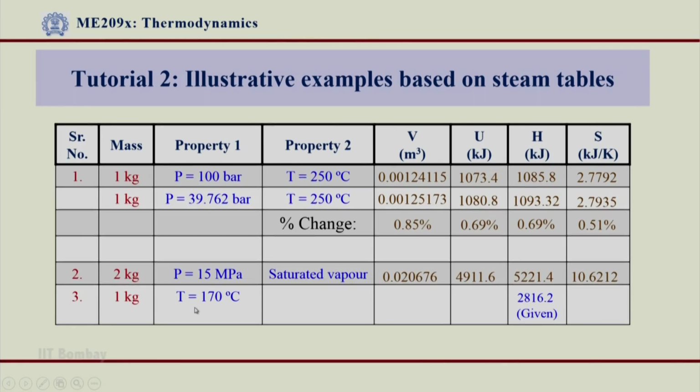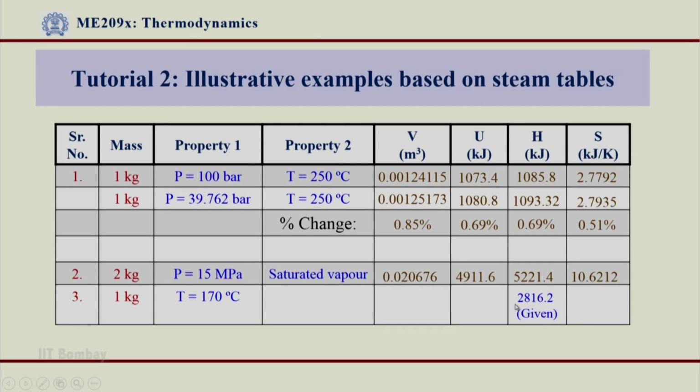What you have here are two conditions: T is equal to 170 degrees centigrade, that means temperature is given, and the second property that has been given is enthalpy, 2816.2. So these two values are given, and now based on this I would like to find out all other properties, that means V, U and S. One can always find out pressure also from this.